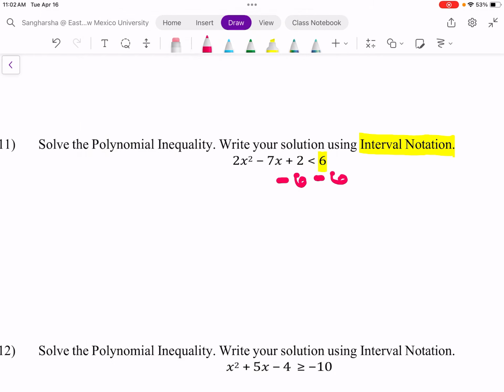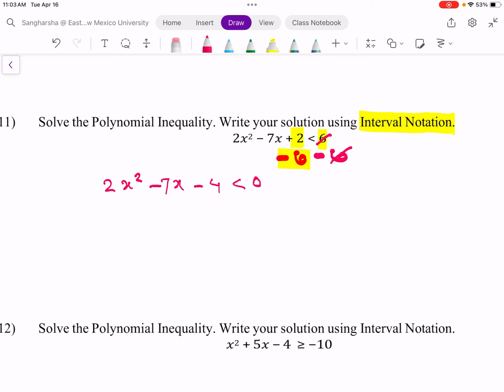Again, it's the same, and you do this step for rational inequality as well. So we have, let me write down here, 2x squared minus 7x, positive 2 minus 6, that is minus 4. We have less than, and positive 6 minus 6, that is 0. So this is the very first step. So you are making 0 on one side. Next step, we factorize the other side. Once you have the 0 on the right side, now you need to factorize completely the left side.